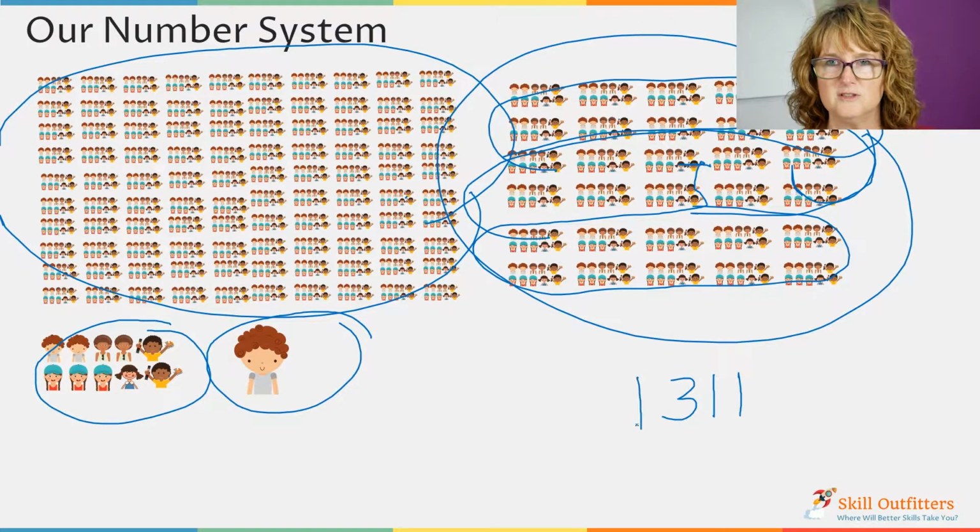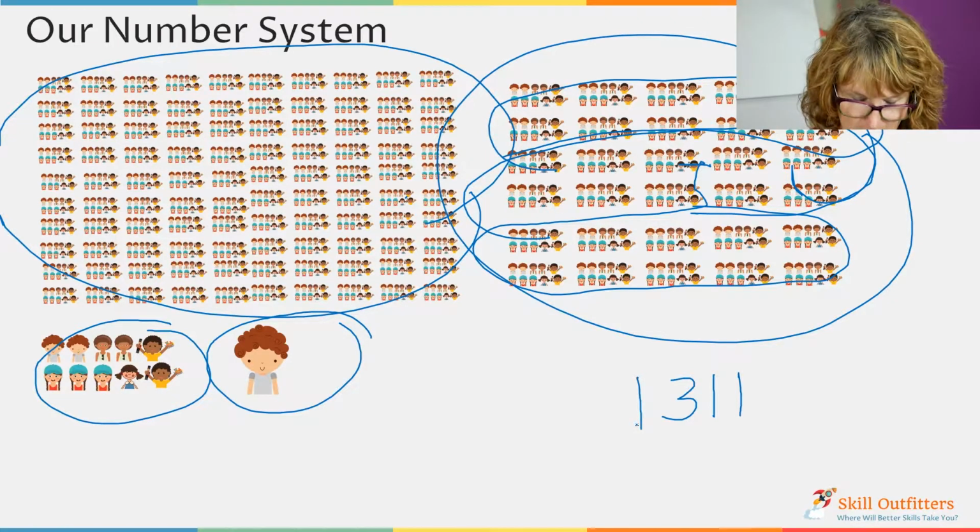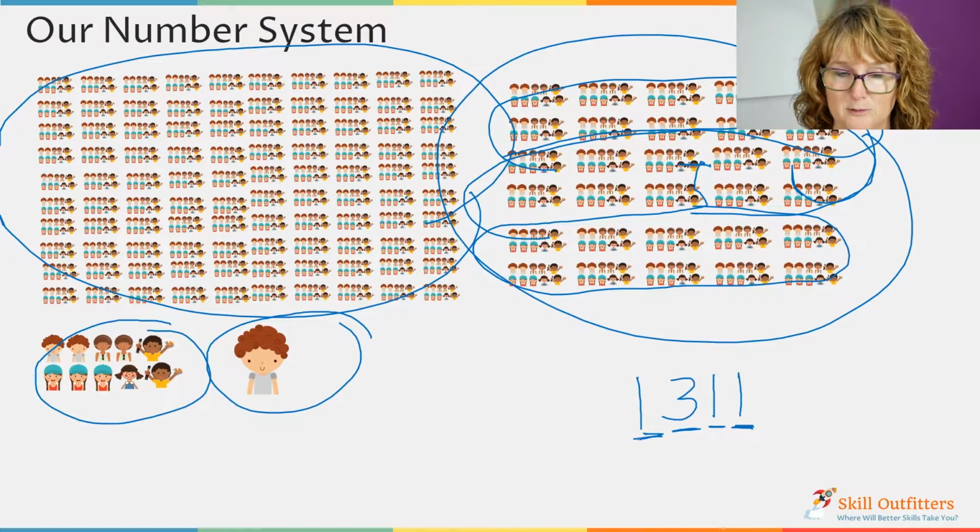So this is the way that we would set up 1,311. We need the 4 digits, okay? The first digit here for the singles, the second digit to hold the number of tens, the third digit to hold the number of hundreds, and the 4th digit to hold the number of thousands.